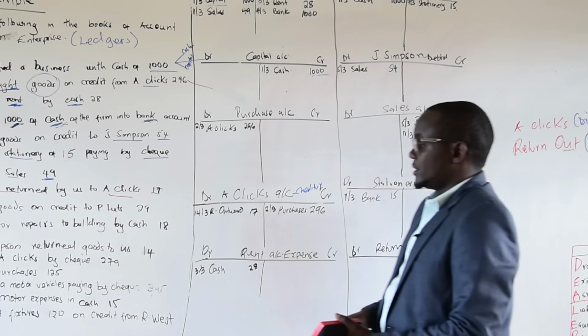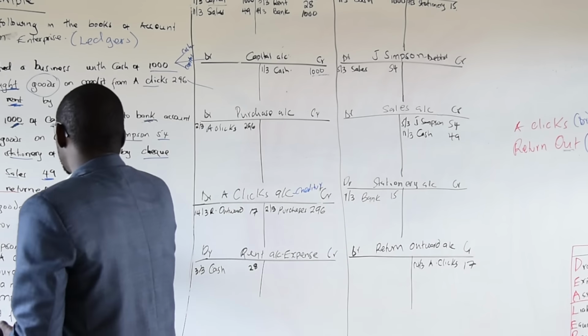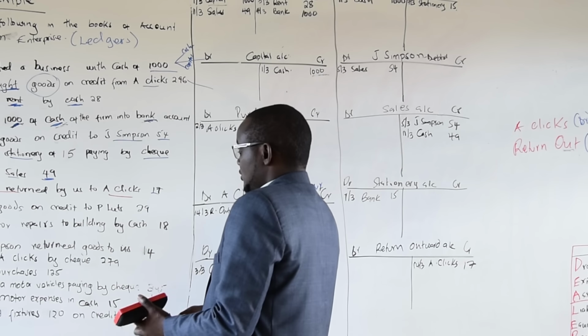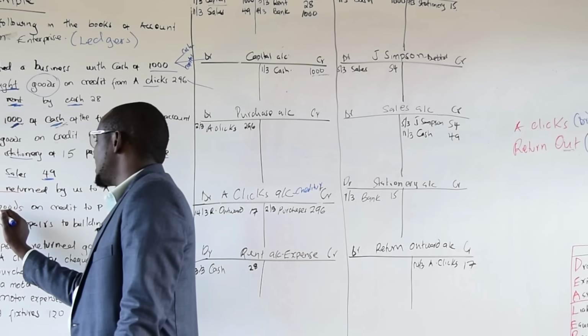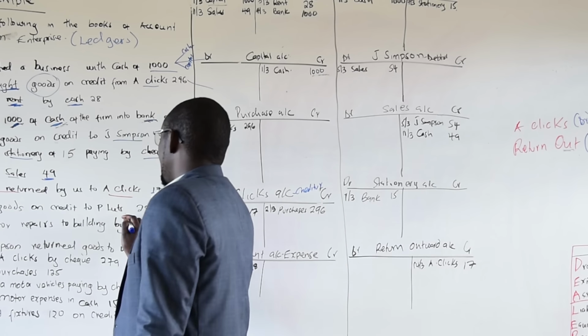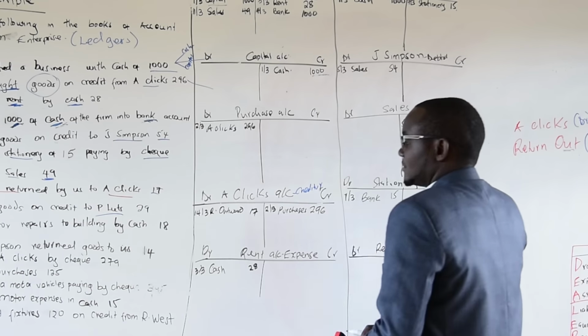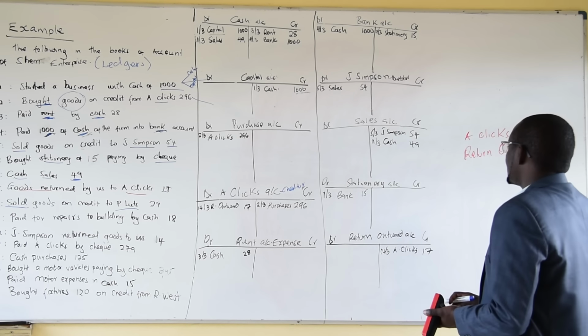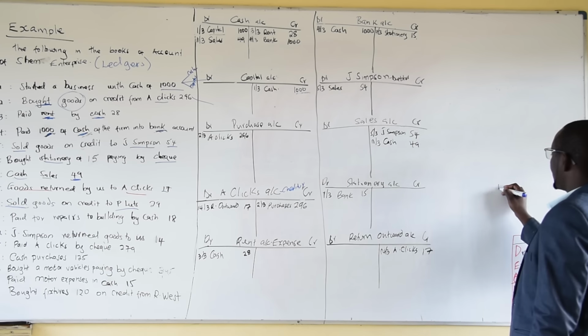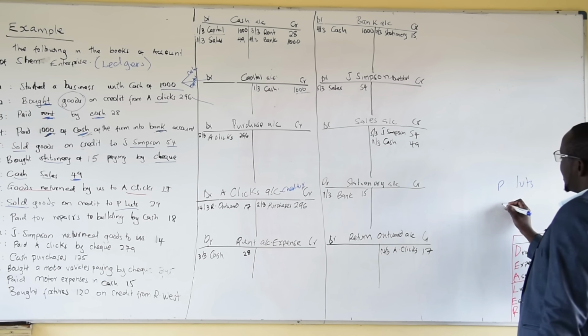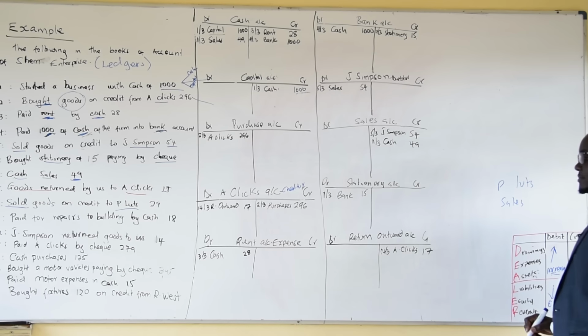We continue. Here we are told that we sold goods on credit to Pilates. The question will tell you the two accounts being affected. Here we have sales and we have Pilates. We have the two accounts here, Pilates and sales.